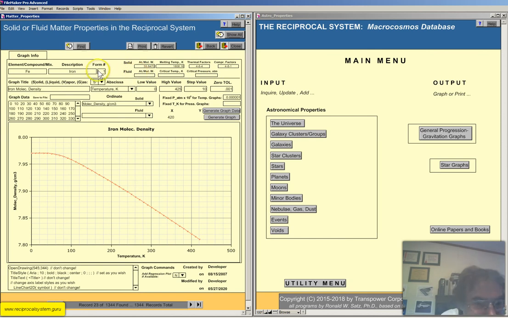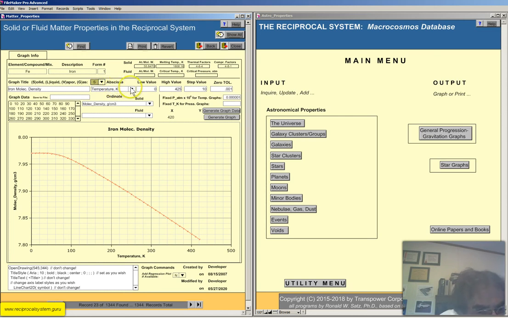If this were a fluid, and we'll look at water in a moment, you would see atomic molecular weight, the critical temperature in Kelvin, and critical pressure in atmospheres. Okay, so the graph title is here. This is iron molecular density, and you got to choose solid, liquid, vapor, or gas. Okay, so those are the choices here. So just click there. See, this is a solid, so you choose that.